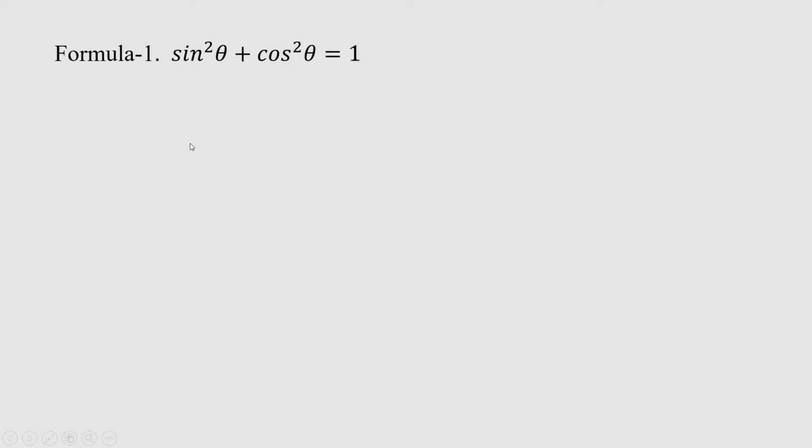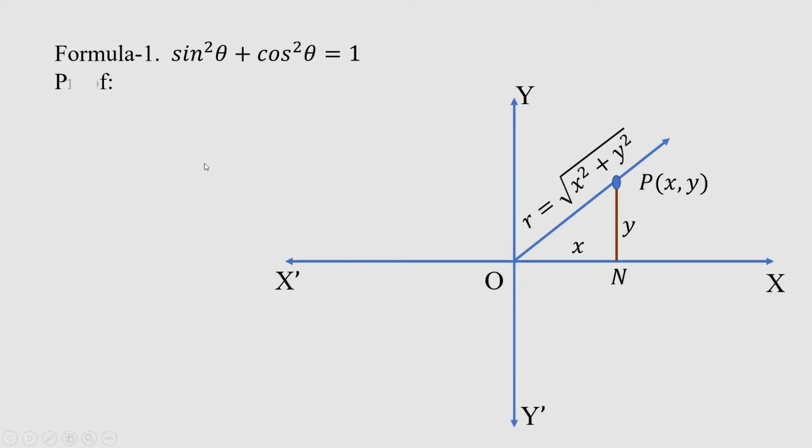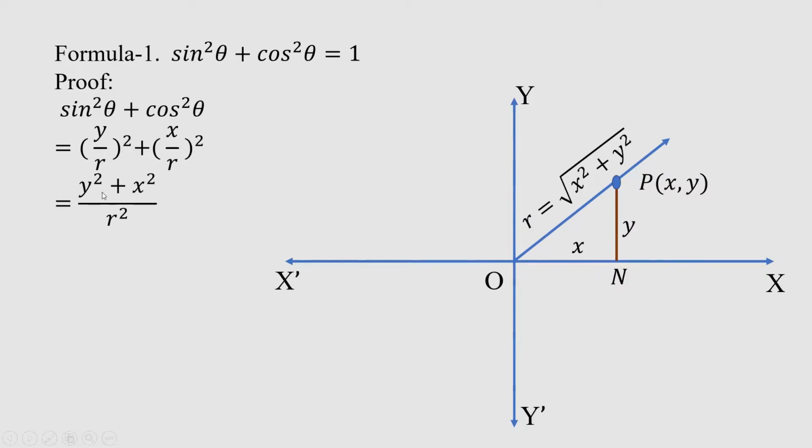Now formula 1, we have to prove sin square theta plus cos square theta is equal to 1. It's very easy to prove. Let sin square theta plus cos square theta, and we know ratio of sine is equal to perpendicular by hypotenuse. Here perpendicular is y and hypotenuse is r, so y by r, and ratio of cos is base by hypotenuse. So here base is x and hypotenuse is r. Squaring and adding these two, we get y square plus x square, and we know y square plus x square is equal to r square. Now cancelling r square, you get 1. Therefore you get sin square theta plus cos square theta is equal to 1.